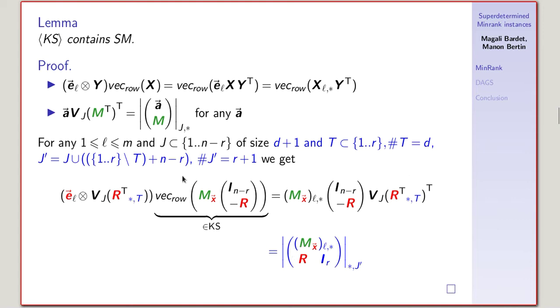And more generally, for any subset of 1 up to n, I take d, which is the number of columns in 1 up to n minus r, and I can do the same kind of computation, and I get all the SM equations in the KS ideal at degree d. Here we have a degree d. And this time I have no degree fall in general.